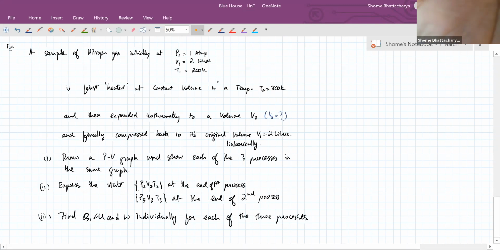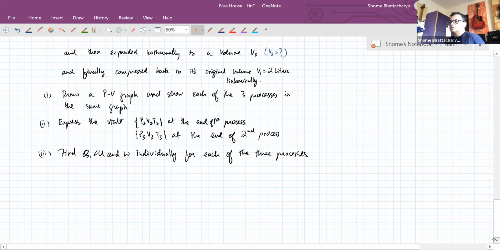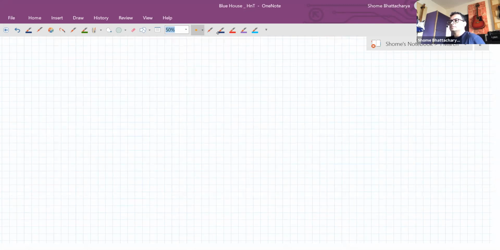Okay, very good, Dhruv. That's correct. The second point that we found is correct. Now you have to just continue in that regard and see what to do about the third point, at the end of this second process.